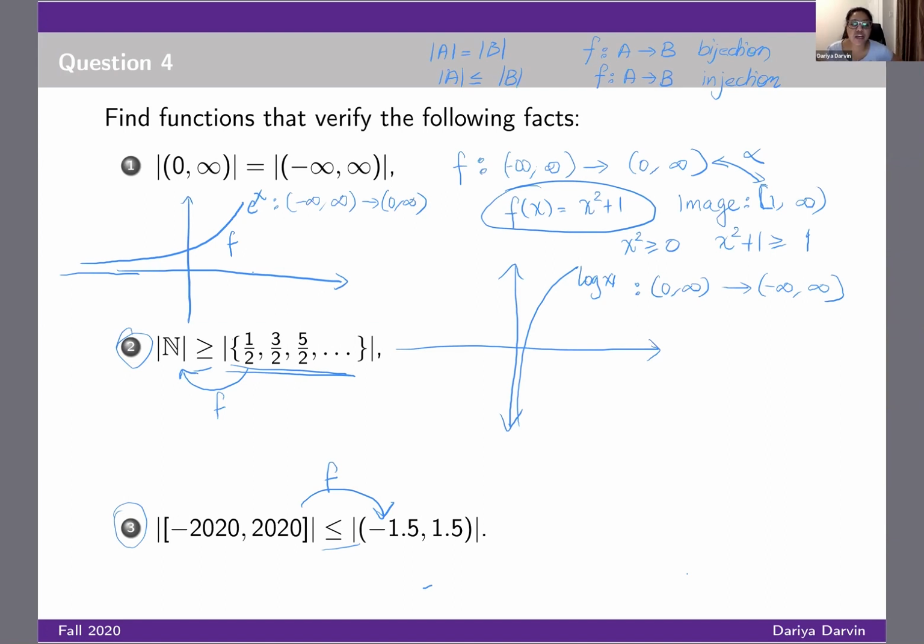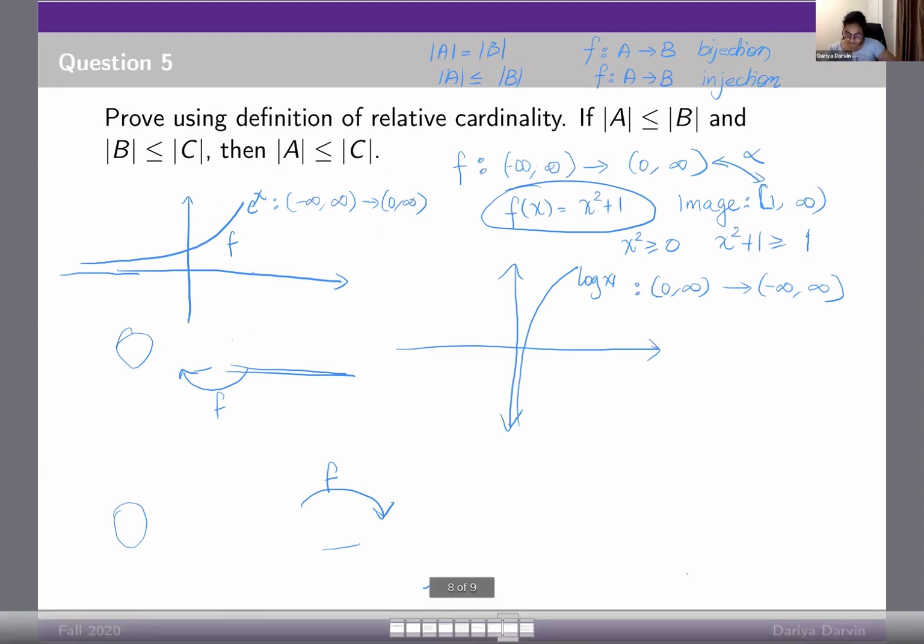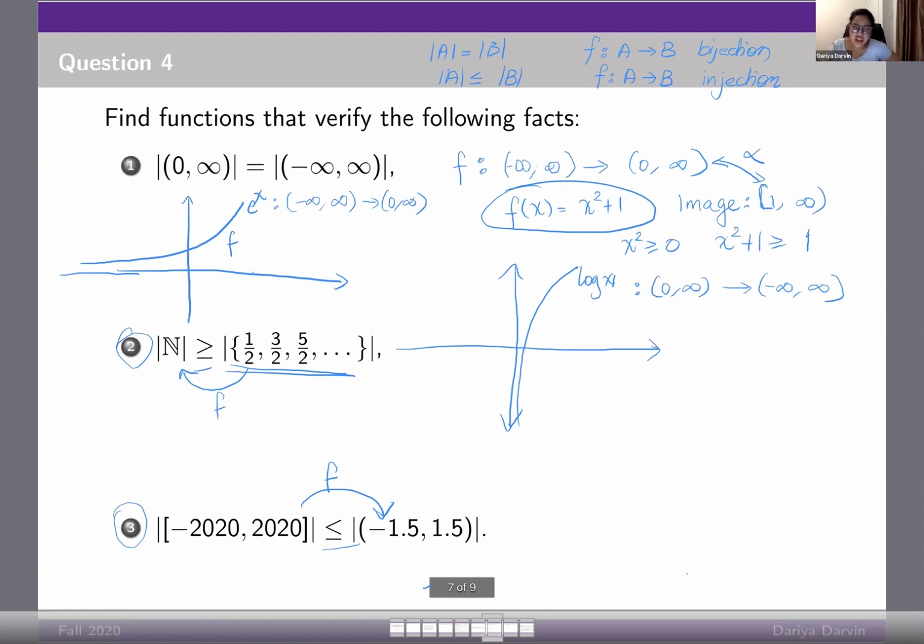I'm going to leave it as an exercise. It's much easier to find an injection than to find a bijection, which is why I did the bijection one in class. So try to see a pattern and try to come up with an injection. As I said, I'll post the solution, so not to worry. You will know the answer for sure. Okay. Any doubts?